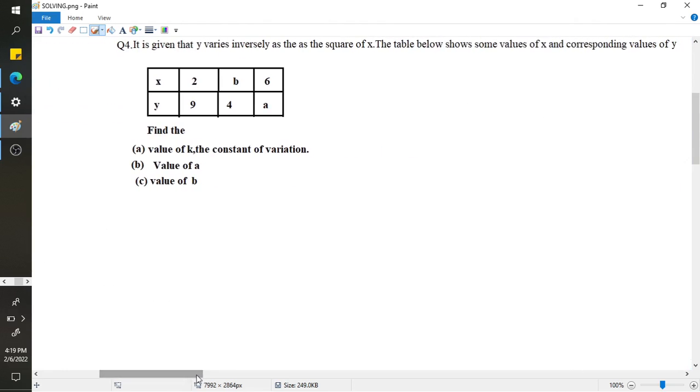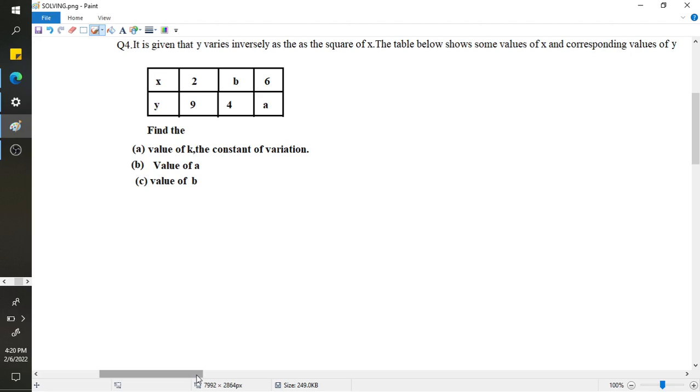So the second question reads, it is given that y varies inversely as the square of x. Y varies inversely as the square of x. So the table below shows some values of x and corresponding values of y. Okay, so this is what we have.